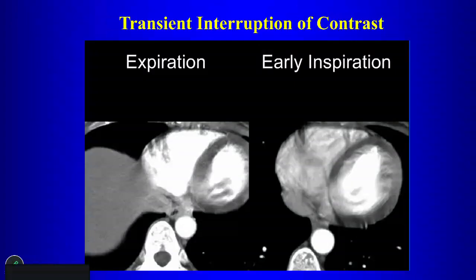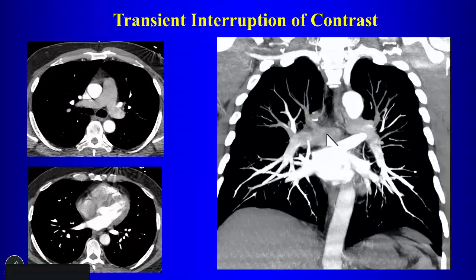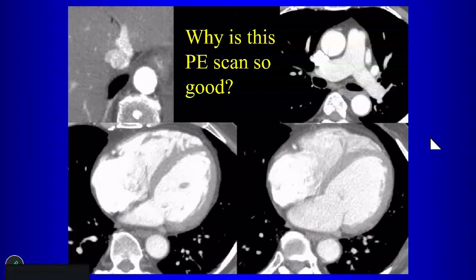Okay. So here's examples of what happens. On expiration, you don't have undiluted contrast coming in from the IVC, but on inspiration you do, and that will dilute out your contrast. So if you do coronal reconstructions, you can see that there will be areas of the lung where you have very good contrast, and then once you get into the main pulmonary arteries, which is the area that you're interested in, all of a sudden all your contrast is washed out because of that transient interruption of contrast.